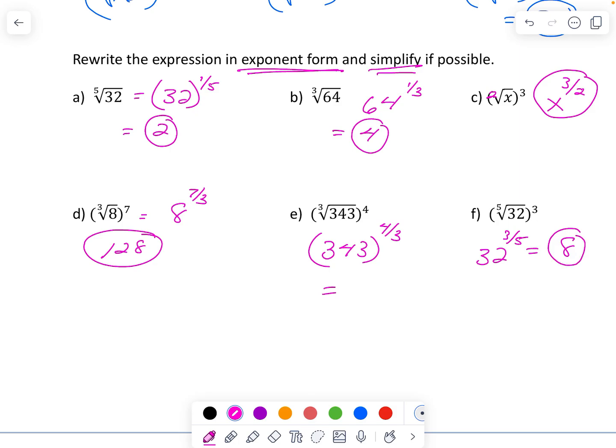So with this, just know how to go back and forth from root to exponent or exponent to root. And then you can put all of these to simplify. We're just going to put them in our calculator, and you could see you get all really nice answers.